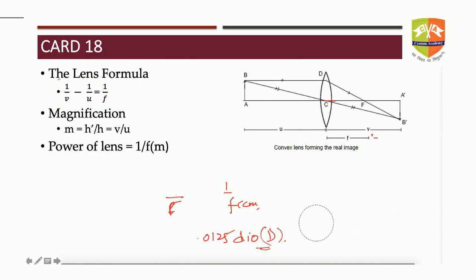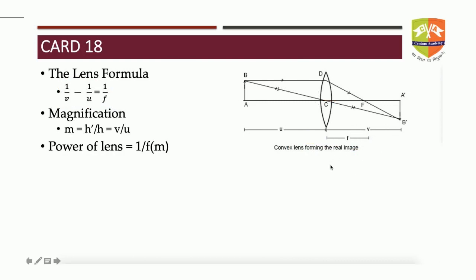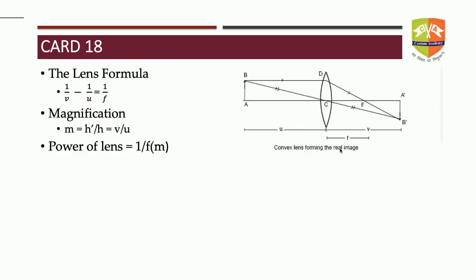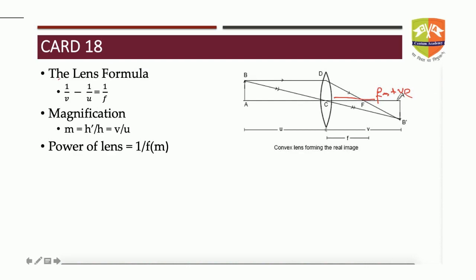In another case, when mu 1 is greater than mu 2, sine I by sine R would be less than 1, it means that sine R is greater than sine I, and R is greater than I. It means that the angle of refraction is more than the angle of incidence, hence the refracted ray is going away from the normal. Now what will happen in that particular case is that at a certain angle of incidence, this R will become 90, and that is called the condition of total internal reflection.